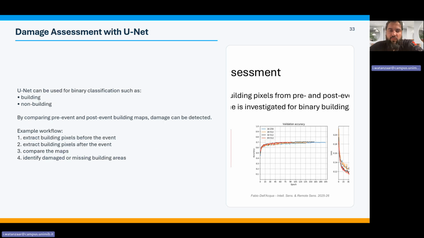This is the damage assessment with U-Net. U-Net can be used for binary classification, such as building or non-building. We can compare the pre- and post-event building maps. So damage can be detected by extracting the building pixels before the event and extracting the building pixels after the event, and then comparing the maps. So this identifies the damage or missing building areas. Pretty simple and easy. And we can see the diagrams below.